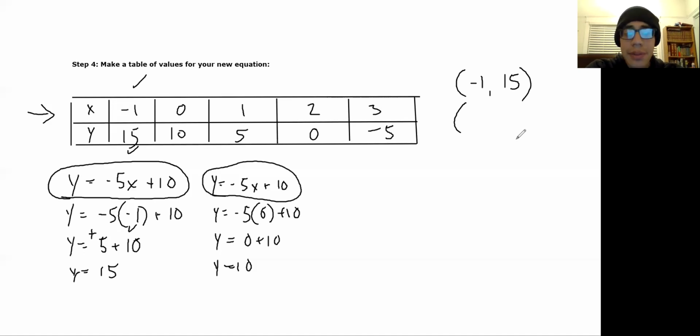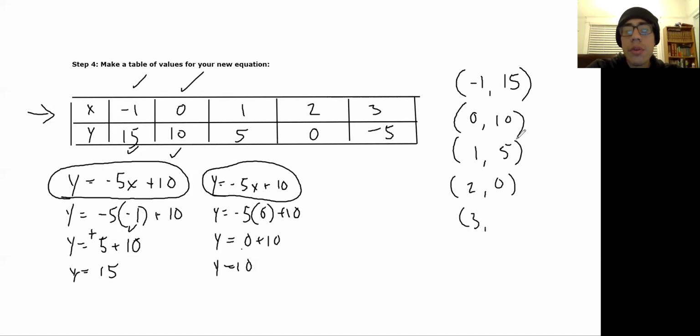I plugged in 0 this time. -5 times 0, anything times 0 is just 0, which is why I have 0 right here in the next one. 0 plus 10 is just 10. That's where 10 came from. So that's 0 and 10, 1 and 5, 2 and 0, 3 and -5. I did the math off screen for those. I don't want this to take too long, so I'm going to just leave it at that. But you can feel free to double check on your notes if you want to plug them in and see if you can get the hang of it.